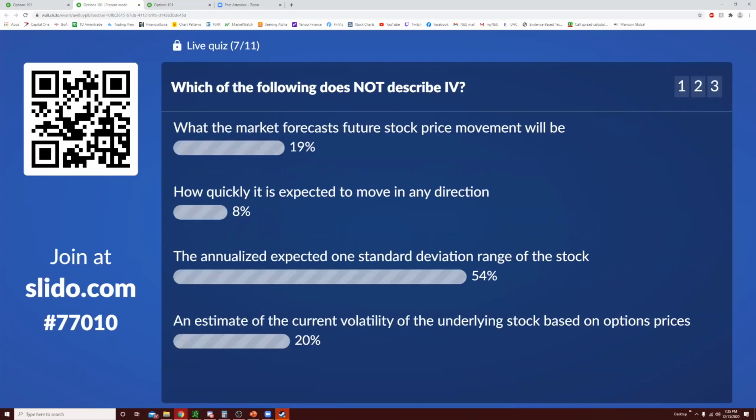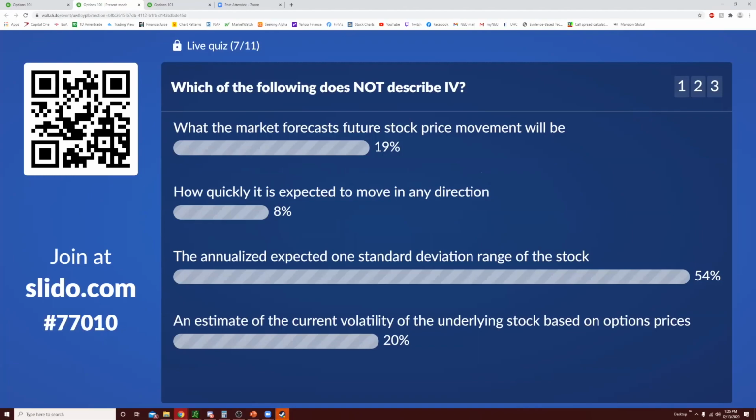Let's see, what do we get? Okay, so a lot of people, just over half, thought it was the third option. This one is difficult, I gotta admit. Actually, that one is not correct. The proper answer is the estimate of the current volatility of the underlying stock. The third one is not commonly used, but if you had read the FAQ in our stock server, that's exactly the definition that we listed for IV. The reason why the fourth one is incorrect is because it says current volatility. Remember that IV is implied volatility, which forecasts future or expected volatility.